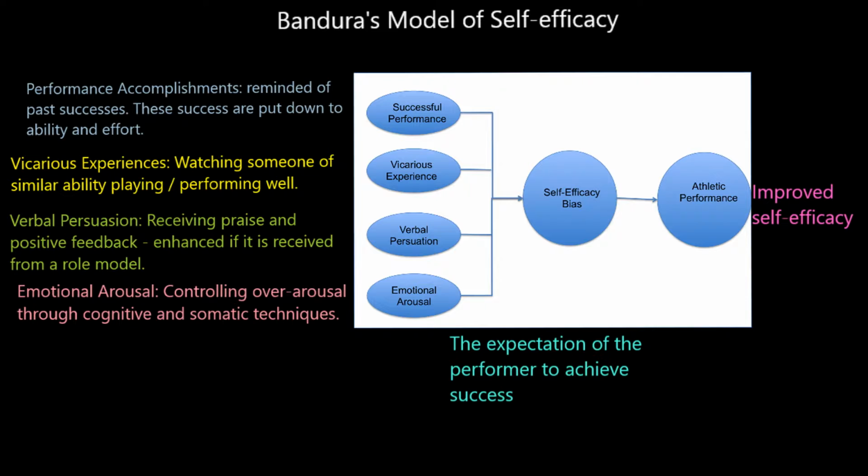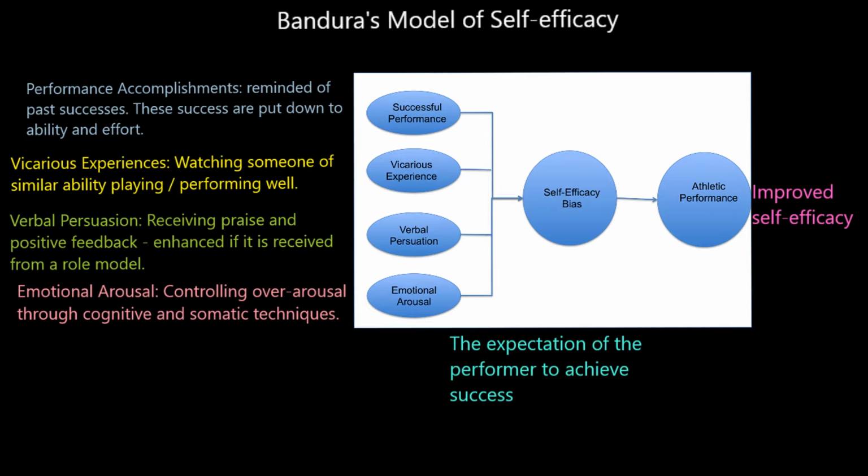And finally, we've got emotional arousal. So controlling over-arousal through cognitive and somatic techniques is also going to boost your self-efficacy. Remember, when you get aroused and you get to optimal arousal, your performance is good, or at its best. If you become over-aroused, your performance starts to deteriorate. If you're in that situation, your self-confidence and self-efficacy are dropping. So if we can use various cognitive and somatic techniques, imagery, mental rehearsal, centering, any of those, we can control our emotional arousal, we can keep an optimal arousal and therefore have high self-efficacy.